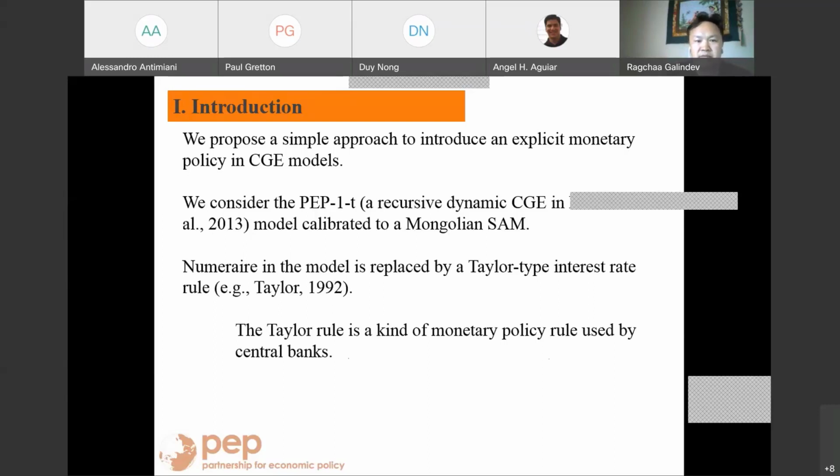We have this PEP-1-t model, which is a recursive dynamic CG model of the country. This model is calibrated to a Mongolian social accounting matrix. The numeraire in this model is now going to be replaced by a Taylor-type interest rate rule. This is a very famous monetary policy rule used by central banks.